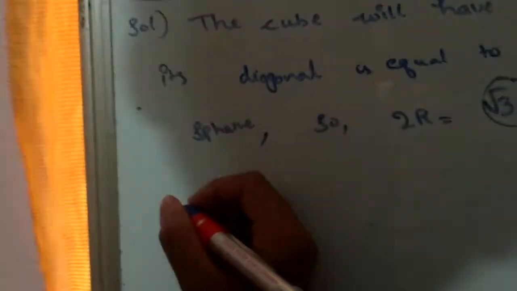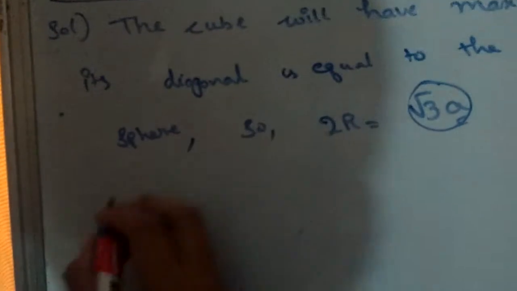Now, the mass of the solid sphere is m. We need to find the mass of the cube in order to find its moment of inertia.